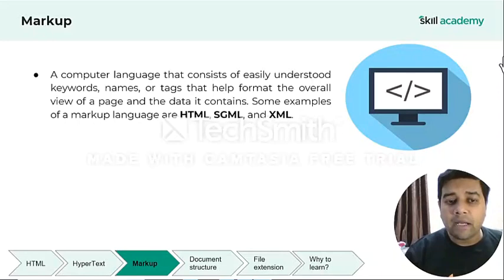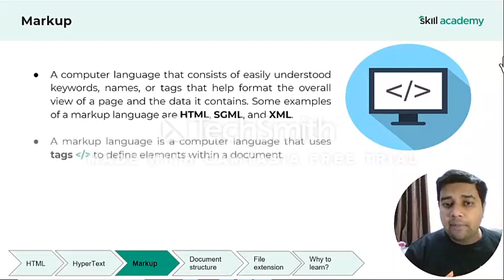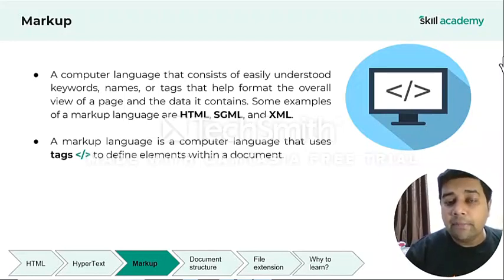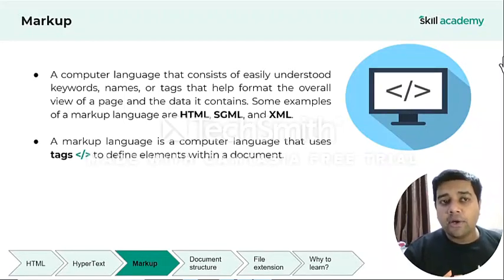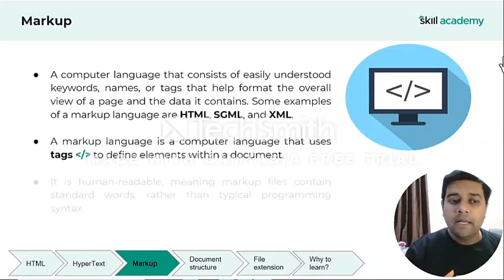Some examples of markup language are HTML, SGML and XML. HTML, SGML, XML, they use tags to define the structure of a web page. A markup language is a computer language that uses tags to define elements within a document. That means in order to structure or design a web page, you are going to use tags. And guys, always remember, a computer language that consists of tags is known as markup language. And HTML does the same. In HTML, you are going to use tags. And due to this reason, we can call HTML a markup language.